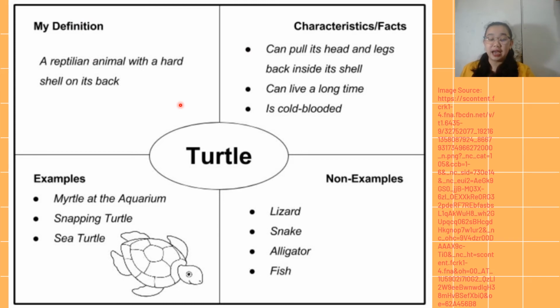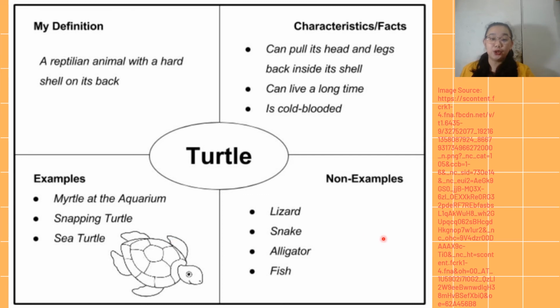And for the second element, we have the facts or characteristics. In writing the characteristics, these are the features that help students to recognize, identify, or distinguish the term. For the third element, we have the examples. In writing the examples, you should write the synonyms of the word, that is, concrete applications or relevant illustrations of the characteristics. And lastly, for the fourth element, we have the non-examples.